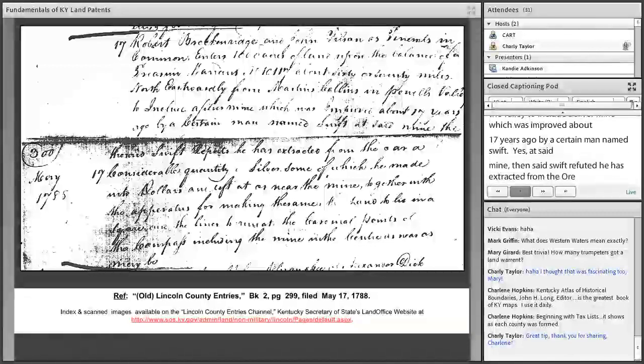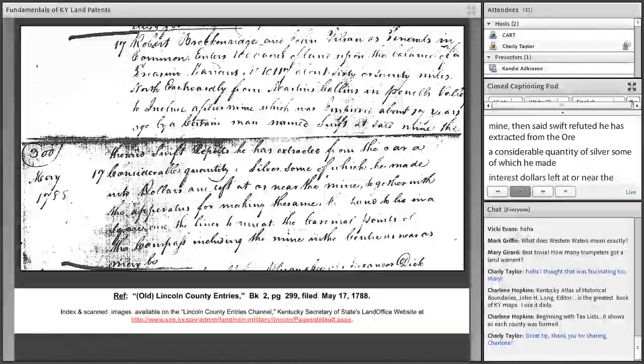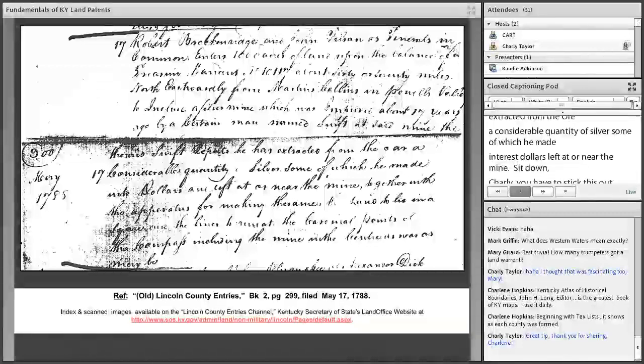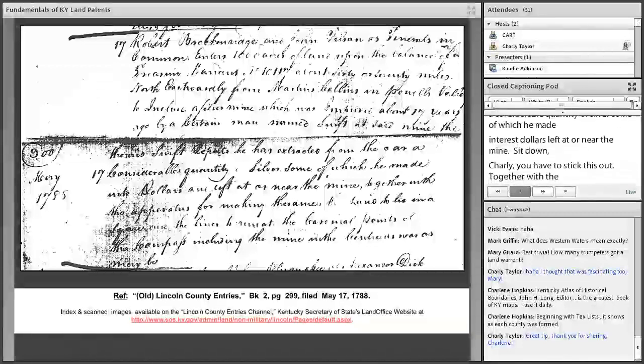Sit down, Charlie. You've got to stick this out. You can't be running out searching for a silver mine, together with the apparatus for making there. Okay, so we've got the entry that was filed for Swift's silver mine by Robert Breckinridge and John Filson. The date was May 17th, 1785. What you don't see is the word surveyed.